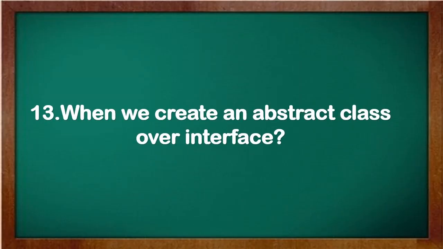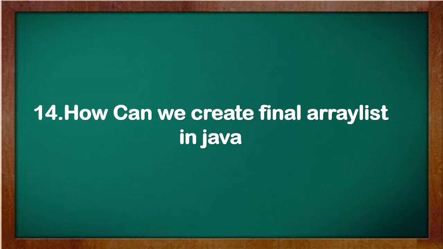Coming to the next question, the 13th question: when do we create an abstract class over an interface? This depends again on a lot of things, like why do we go for an abstract class over an interface. Next question: how can we create a final array list in Java? There are different ways we can create a final array list: unmodifiable list, creating a final list.